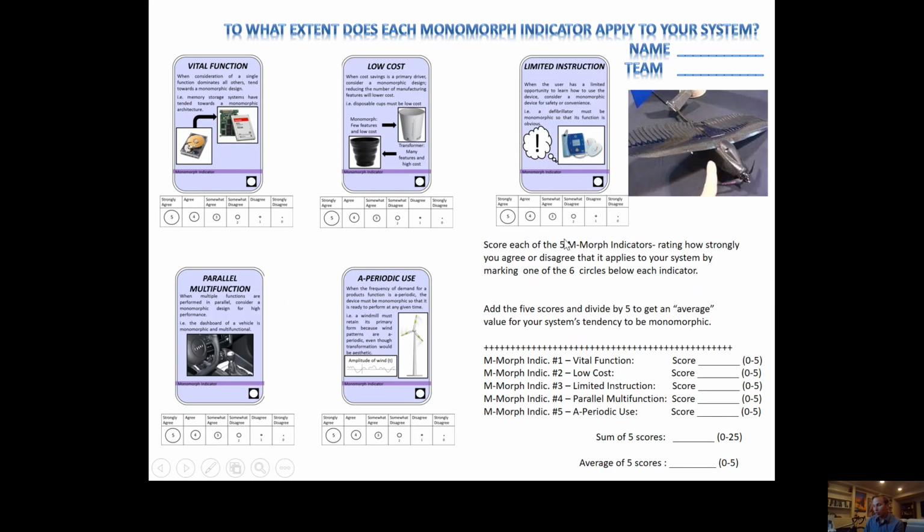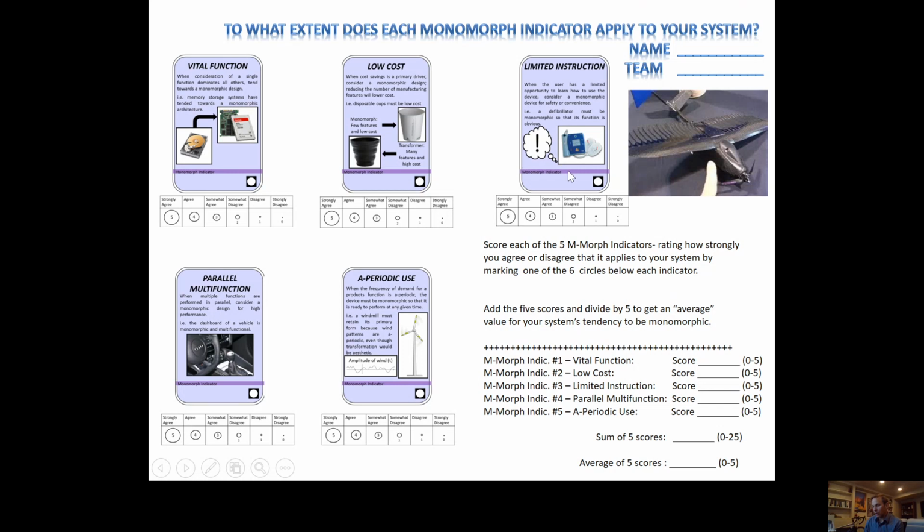On the other hand, you can also take a look at the monomorph indicators. Does this perform a vital function? And you put your score right here on the line. Not necessarily. Is low cost an issue? No, not if we're talking about military equipment.